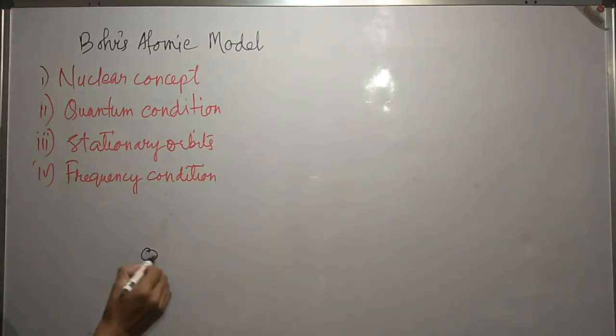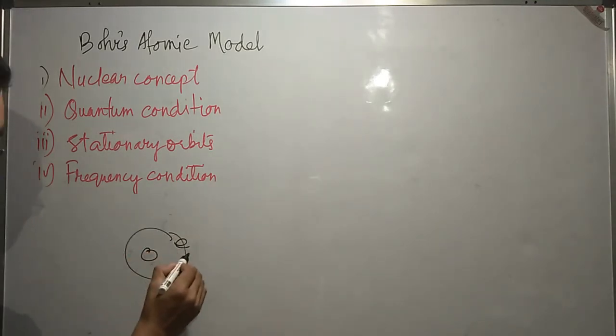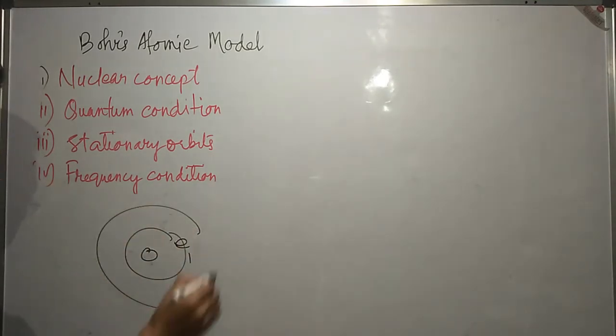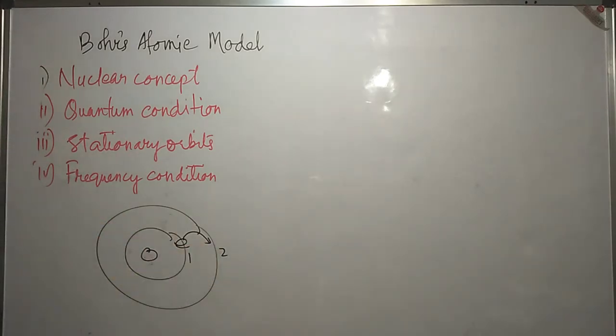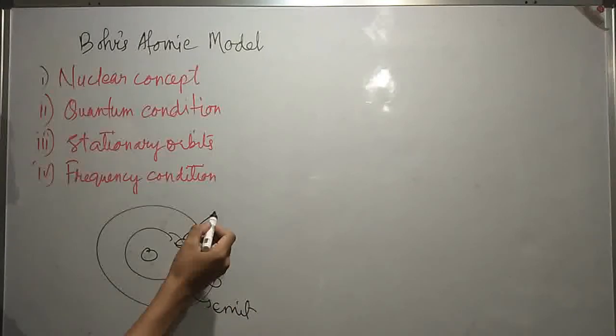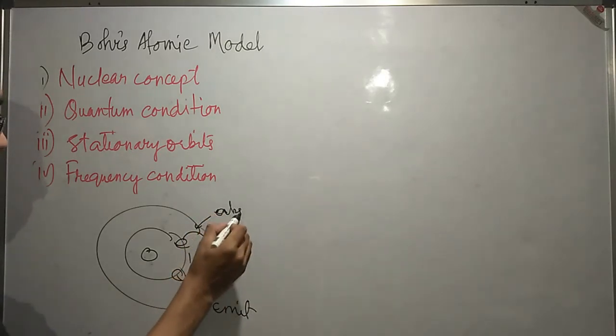Suppose this is the nucleus, this is shell 1, energy level 1, and energy level 2. If the electron jumps from energy level 1 to energy level 2, then the electron needs to absorb some amount of radiation or energy. If the electron jumps from the second level to the inner level, the electron will have to emit energy or radiation. Here it has to absorb energy.